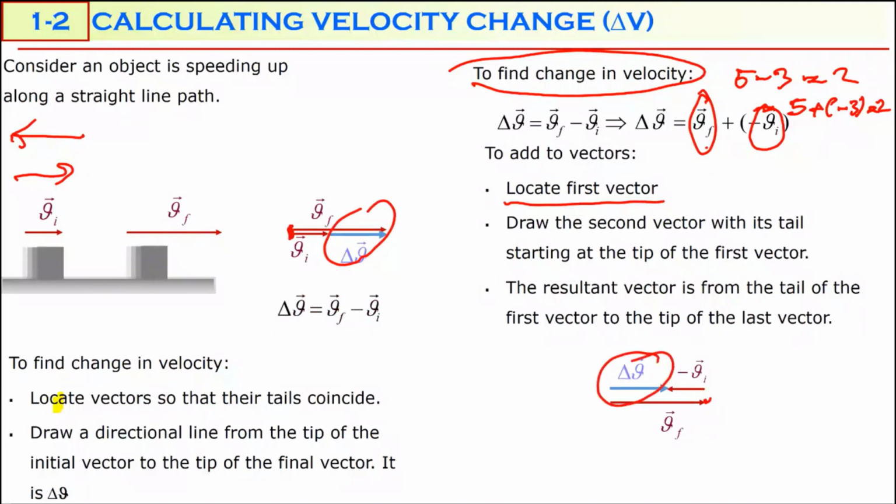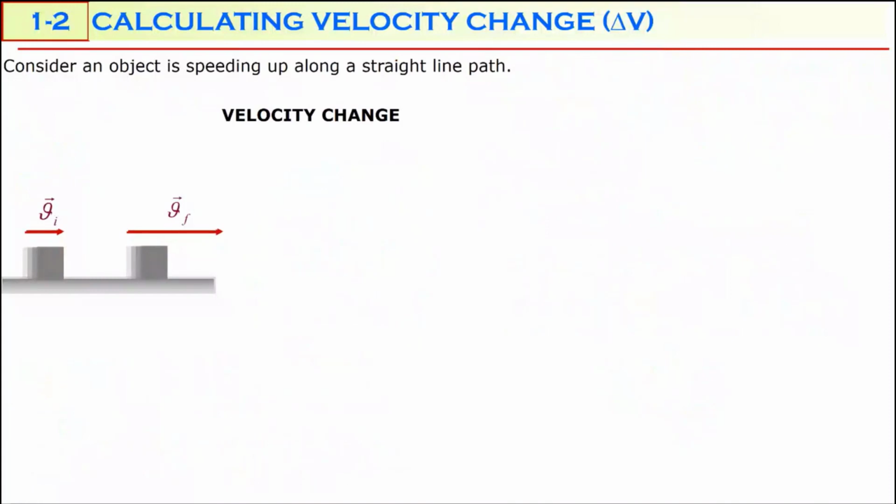This and that are the same, but this is much easier than that. To get delta V, you are going to always use this method right now. The first one is very, very complicated. I will use it again in here. Consider an object speeding up along a circular path. To find the velocity change, first locate two vectors so that their tails coincide in here, and then draw a directional line from the tip of the initial vector to the tip of the final vector, so you can easily get what delta V is. This is delta V, the change in velocity.